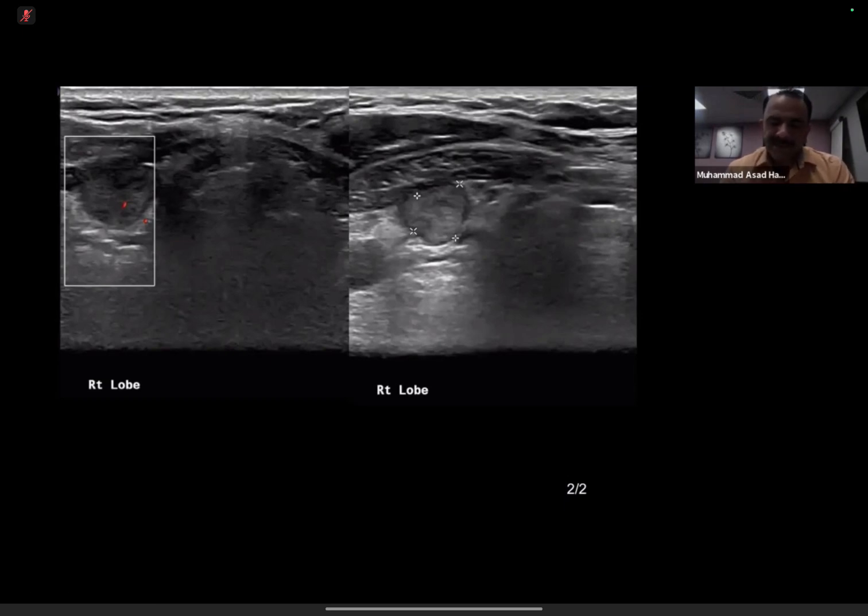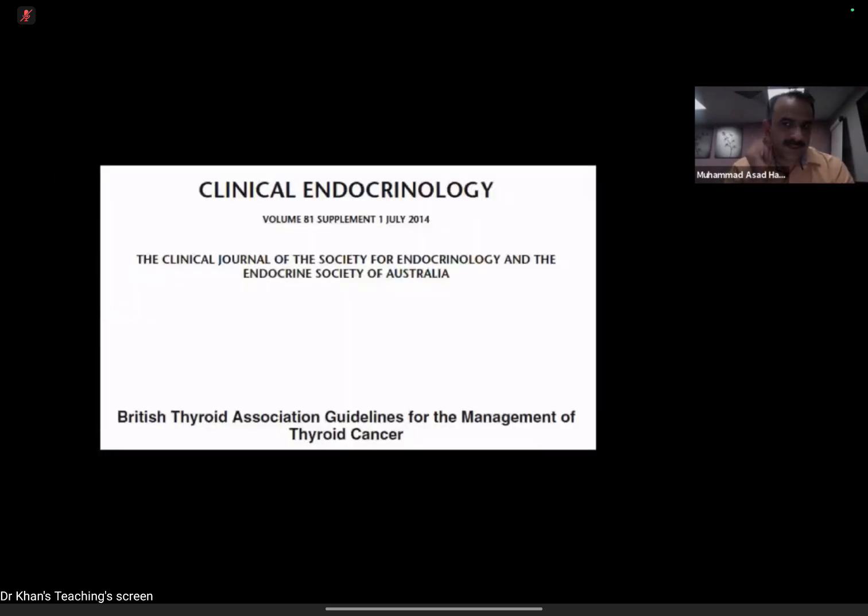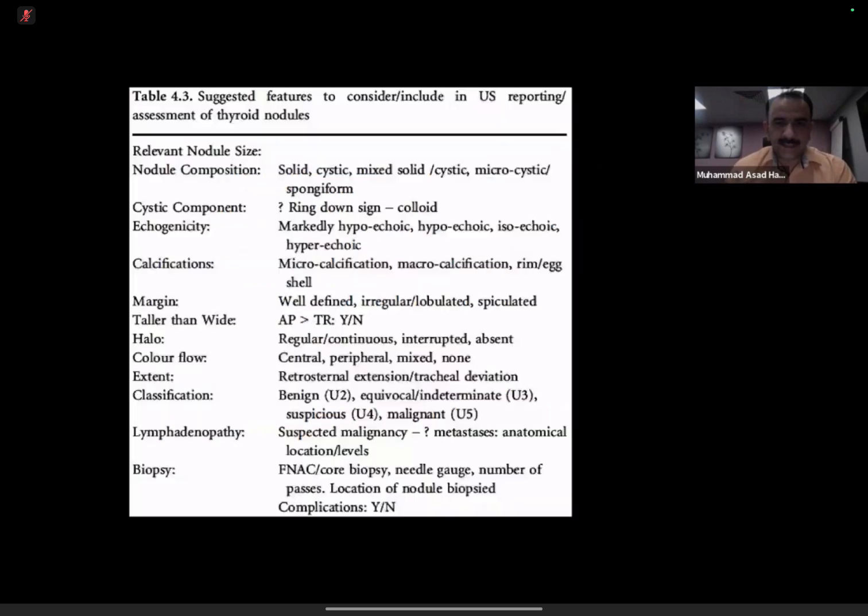Because once you're describing it, it is also paramount to then comment on which nodules you are going to do the aspiration on, and which nodules you can clearly say are benign. This system was first presented by the British Society of Thyroid, and it was published back in 2014 in Clinical Endocrinology. I'm sure you can search for that on the internet and go to the guidelines. In the same paper, they have given a guideline on how one should describe the different thyroid nodules.